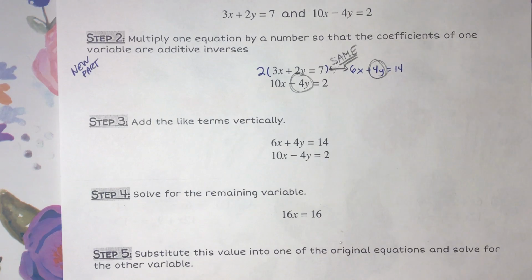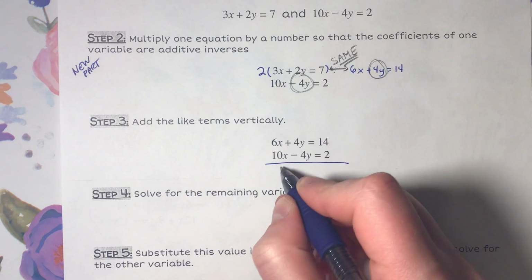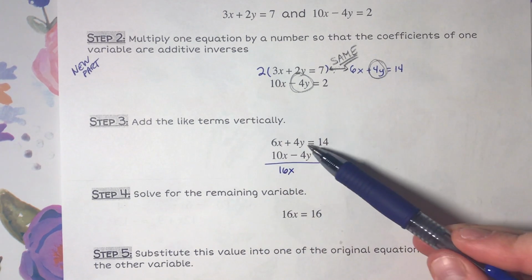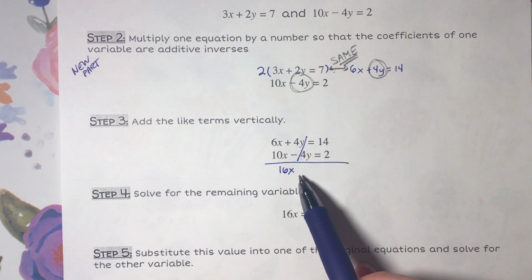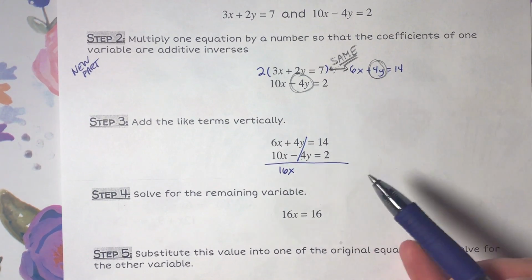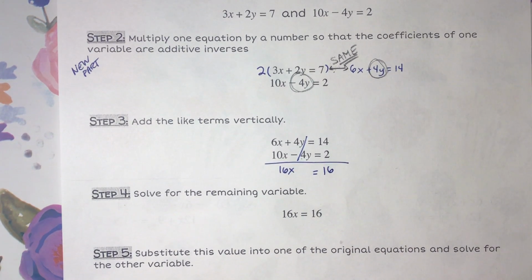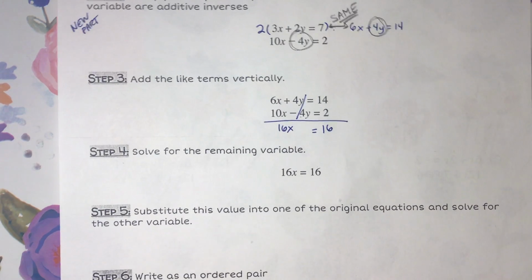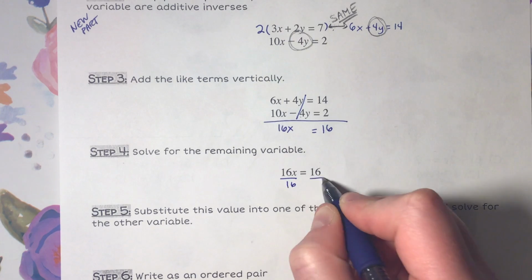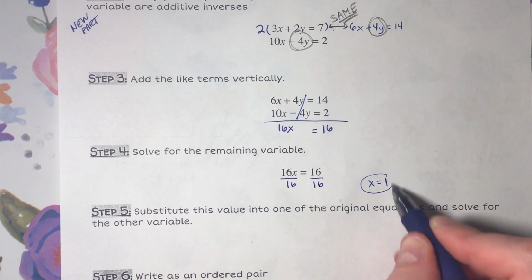So after you get your two equations to where they will be additive inverses, you add them up like usual. So 6x and 10x is 16x. 4y and negative 4y cancel. You can write plus 0 if you want, or you can just leave it blank. Equals 16. Now I'm going to solve for that remaining variable. So I'm going to divide by 16 on both sides, and I get x is equal to 1.